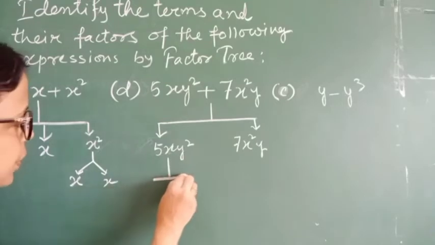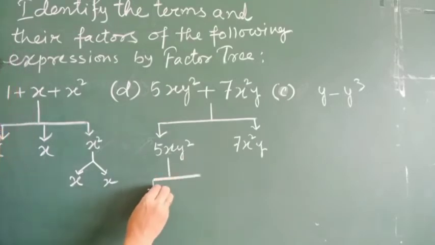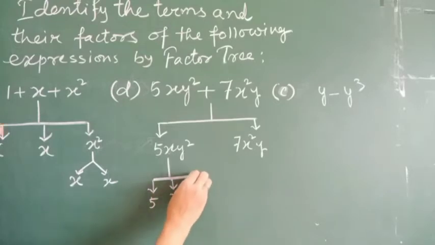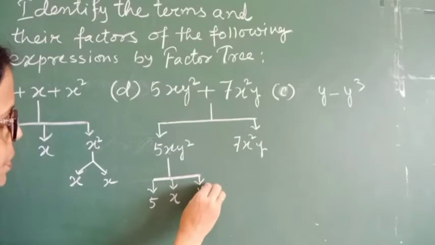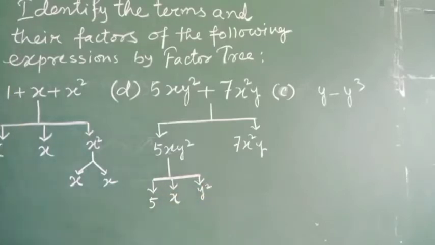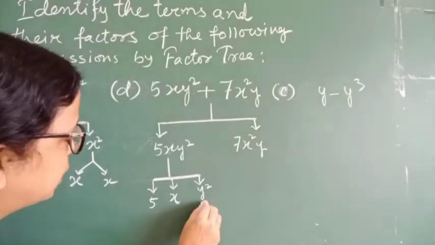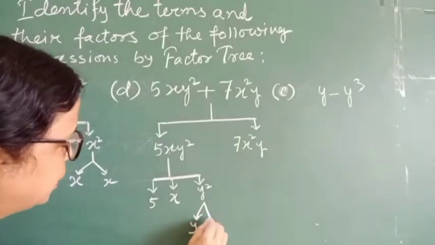So many factors are there. First one I can write 5. Second one I can write x. Third one is y square, where y square means y into y. I can write it here only as y into y, or I can write it by taking y and y.